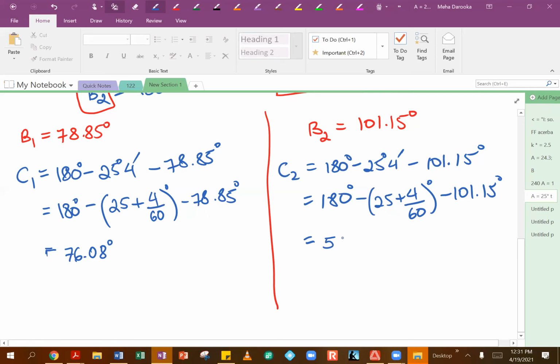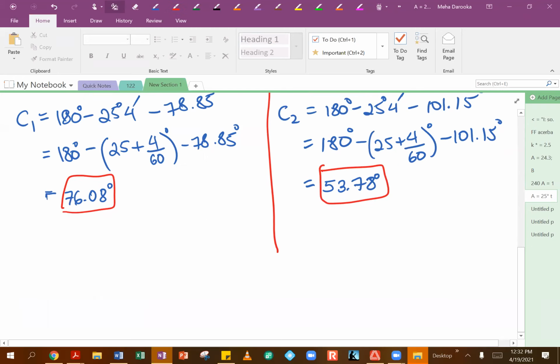as well. So this guy comes out to be 53.78. Because think about this, if you have an obtuse angle like 101.15 for angle B, angle C is going to be smaller. Whereas in case 1, since you had 78.85 degrees for angle B, that means we had more room for the angle C to come out to be a bigger angle. So this guy comes out to be a larger value in case 1, but it comes out to be a smaller value in case 2.